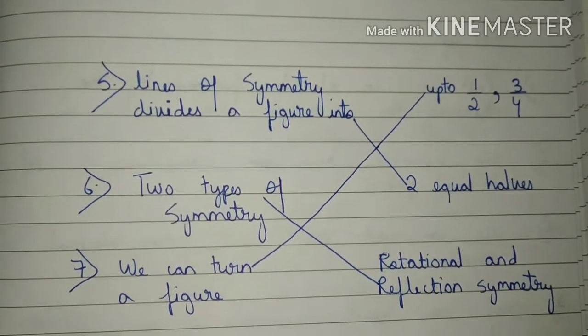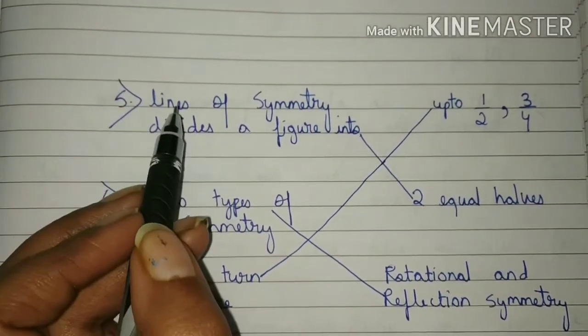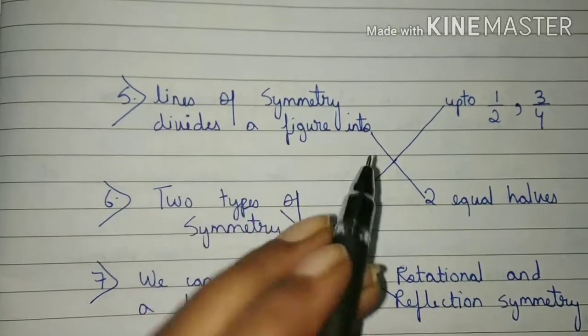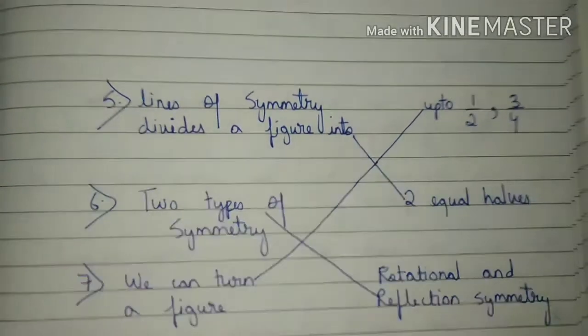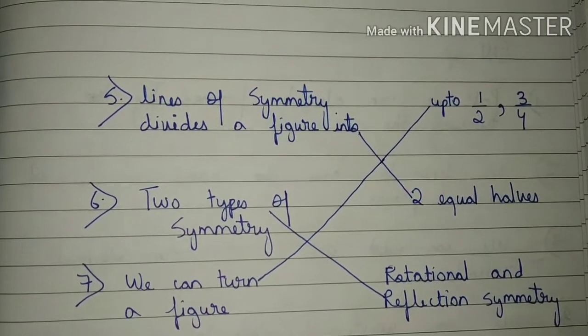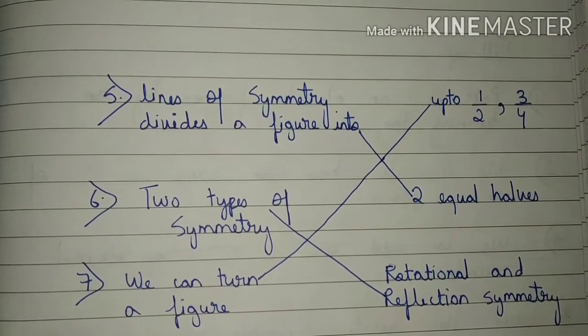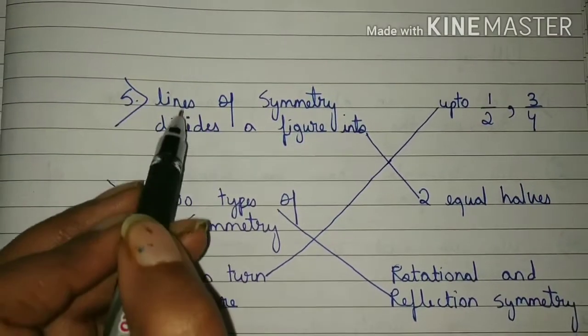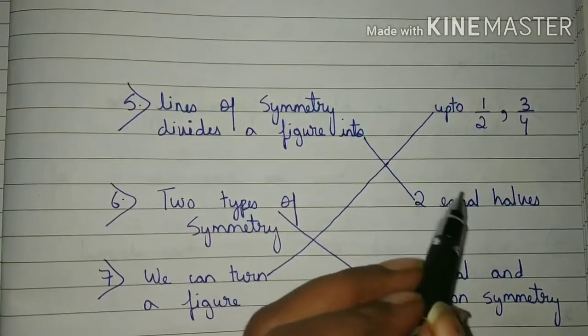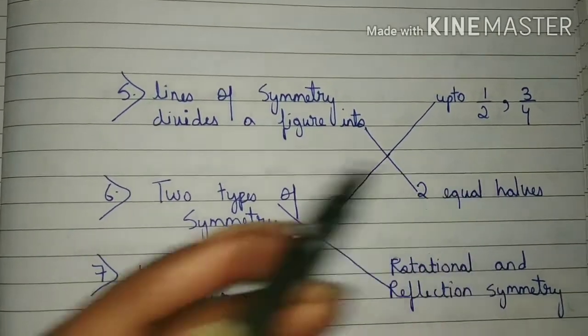Now come to question number 5. Lines of symmetry divide a figure into. We have learned that lines of symmetry divide a figure into 2 equal halves. So, lines of symmetry divide a figure into 2 equal halves.